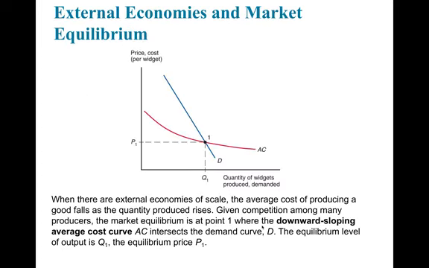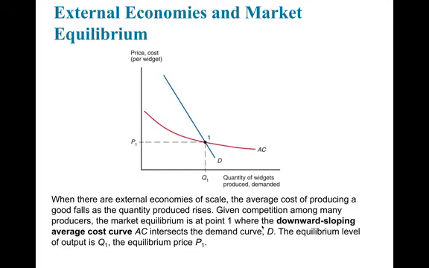So in this picture, we depict market equilibrium in the presence of external economies of scale. The blue line is demand for the output, which we are going to call widgets, and the red line is the decreasing average cost. Output quantity is measured on the horizontal axis, price and cost on the vertical axis. So again, with external economies of scale, the average cost is decreasing.